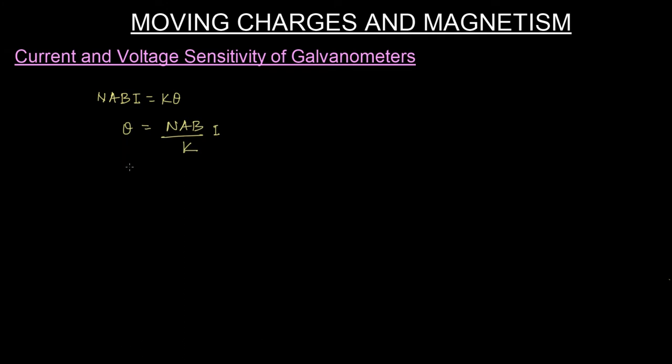Now if I try to find out theta upon I, that becomes NAB upon K, supposedly a constant for a galvanometer that is designed and delivered to you. Now we define current sensitivity. As the name suggests, it has something to do with how sensitive a galvanometer is to a current. And what do we mean by how sensitive? The sensitivity of the galvanometer can only be reflected in terms of the deflection it shows.